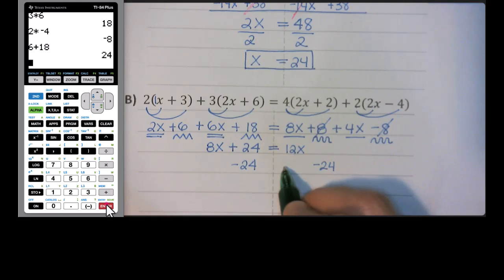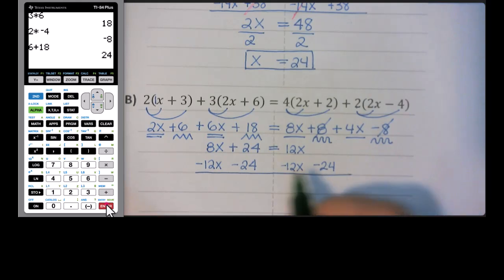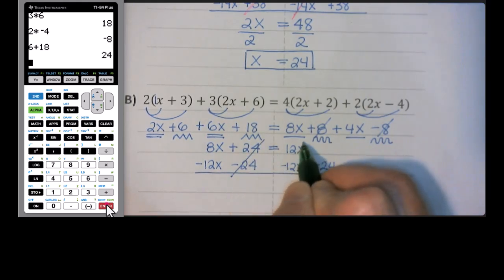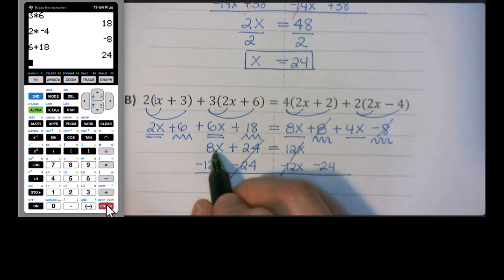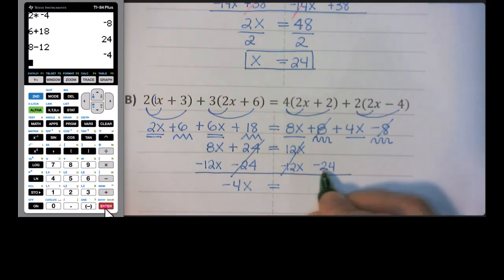Now is 12x on the right side? No, it's not. So we're going to subtract 12x from both sides. And draw a line. The 24 cancels. The 12 cancels. 8 minus 12 is negative 4x. Please remember, you can use your calculator when in doubt, which is always good to check. And then we bring down the negative 24.